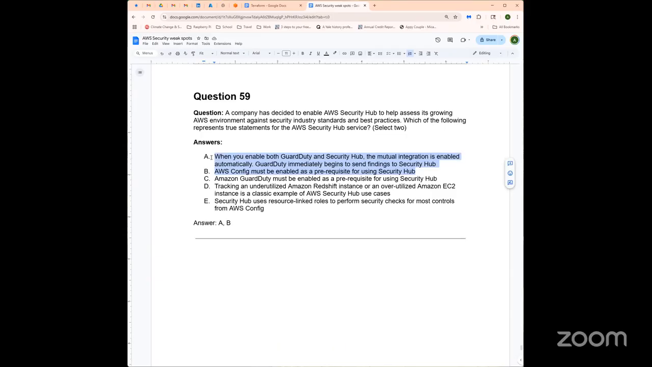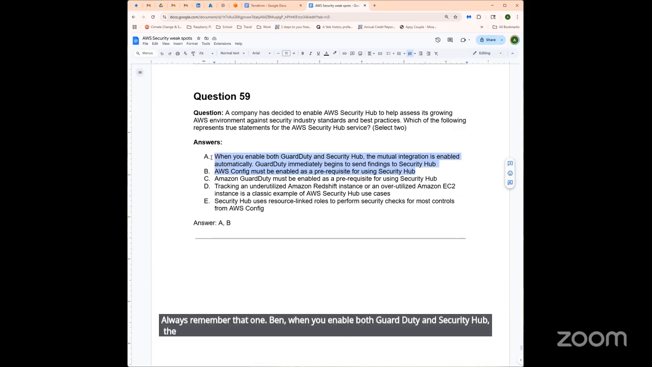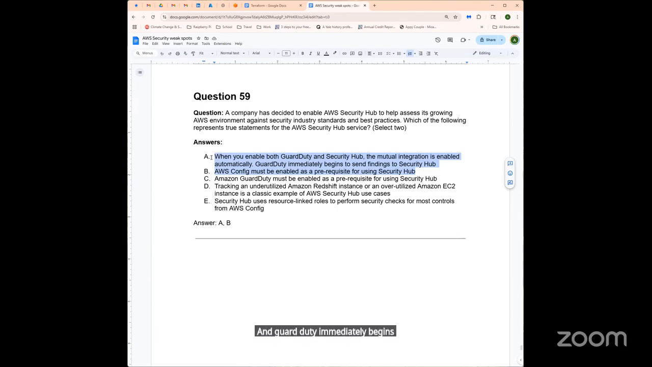Config must be enabled as a prerequisite when using Security Hub. Always remember that one. Then, when you enable both GuardDuty and Security Hub, the mutual integration is enabled automatically, and GuardDuty immediately begins to send findings to Security Hub. Boom. That covers a lot.